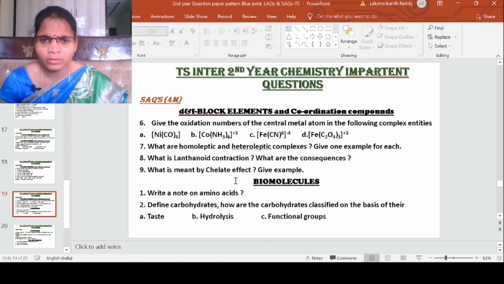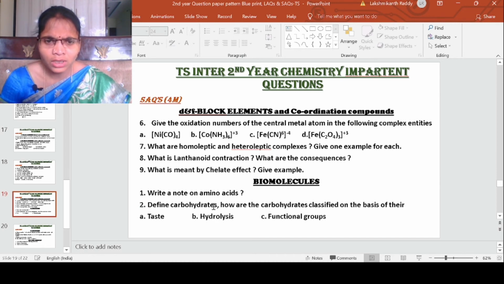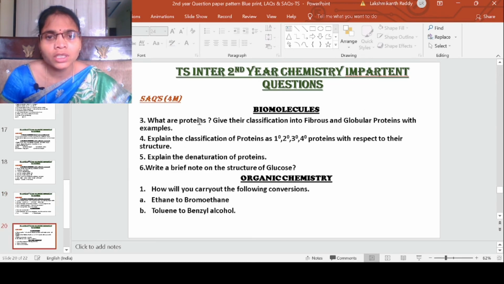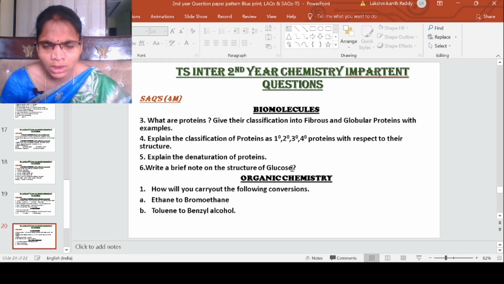Okay. Next, from biomolecules. Write a note on amino acid. Next, define carbohydrates. How are they classified based on taste, hydrolysis, and function? Okay. So what are proteins? How are they classified into fibrous and globular proteins? Then explain the classification of proteins as primary, secondary, tertiary and quaternary proteins. Next, explain the denaturation of proteins. Write a brief note on glucose, structure of glucose.